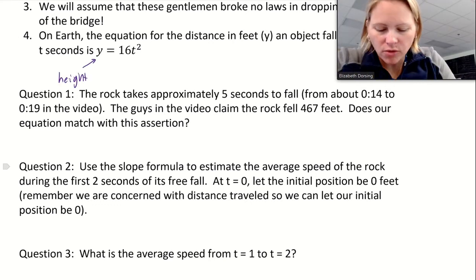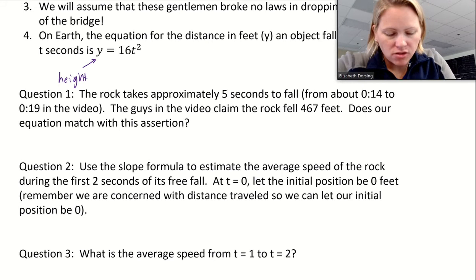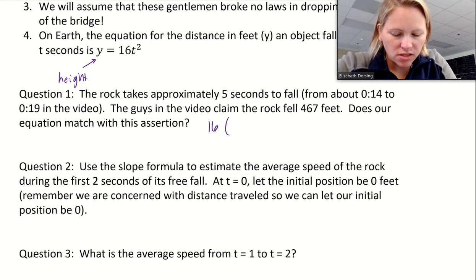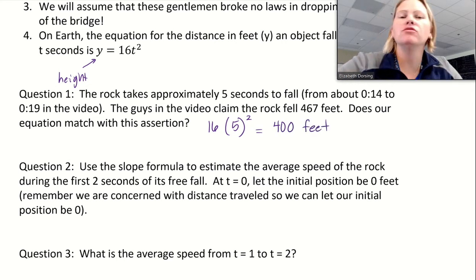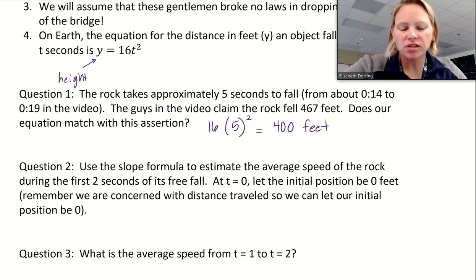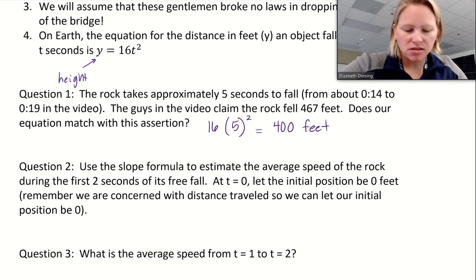So I'm going to set up my equation, remembering that y is the height. So 16 times the time it takes to fall gives me 16 times 25. That's about 400 feet. Now, it's not exactly 467, but this leads me to believe that if we were to take a more precise measure of the time it took to fall, we might be pretty well within 467 feet. So I do believe that it is believable.